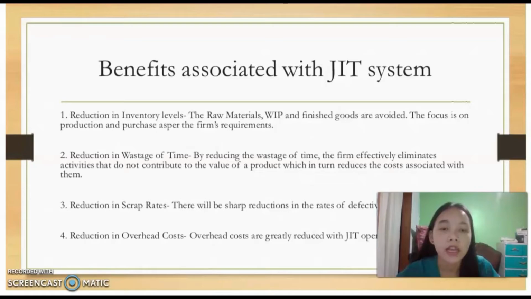Production and inventory levels. As you can see, there are some that need to be avoided, because they are a waste or dead inventory. Reduction in wastage of time. Here we must eliminate those activities that are not useful to a product to lessen the cost of the project. Reduction in scrap rates. It can identify defects and take action or use alternative ways to resolve them. And lastly, the reduction in overhead cost. Why is overhead cost greatly reduced? It is because of the two previous benefits, the reduction in inventory levels and reduction of time.